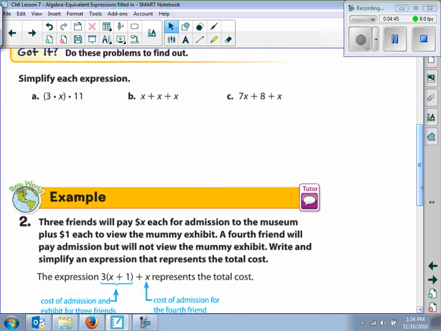Okay? So, let's try some together. So here we have 3, the quantity of 3 times x, times 11. Now, the first thing we want to do is put our constants together in the parentheses. So this is going to be 3 times 11 times x. So 3 times 11 is? 33. And then we're just going to bring down the x. So my answer is 33x.